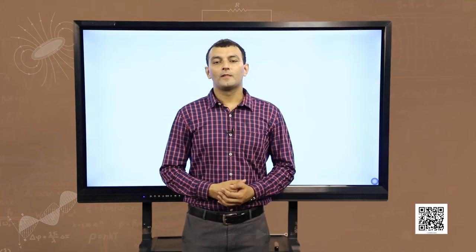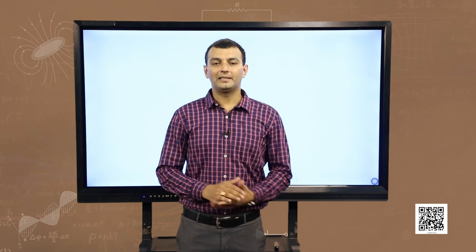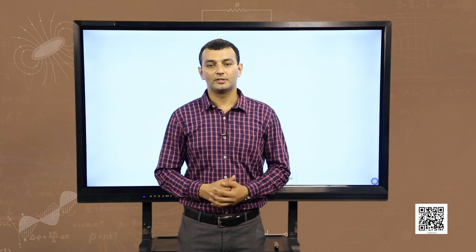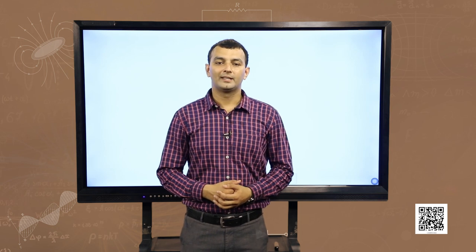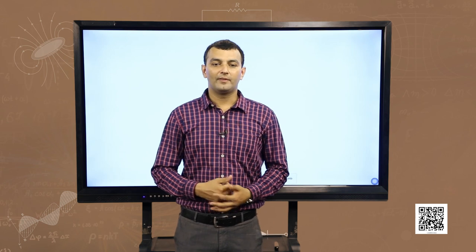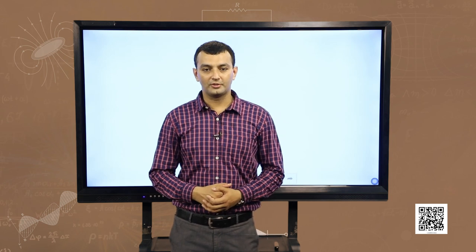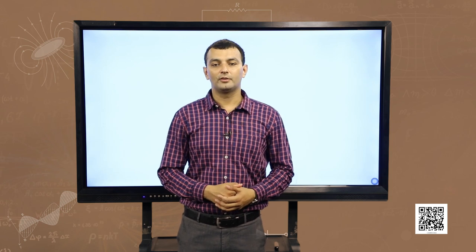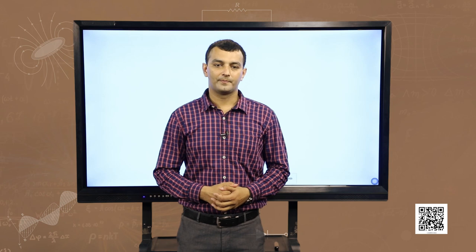The resistivity of a metallic conductor is approximately given by rho T equals rho naught bracket 1 plus alpha (T minus T naught), where rho T is the resistivity at a temperature T and rho naught is the same at a reference temperature T naught. Alpha is called the temperature coefficient of resistivity. The dimensions of alpha is temperature raised to power minus 1.